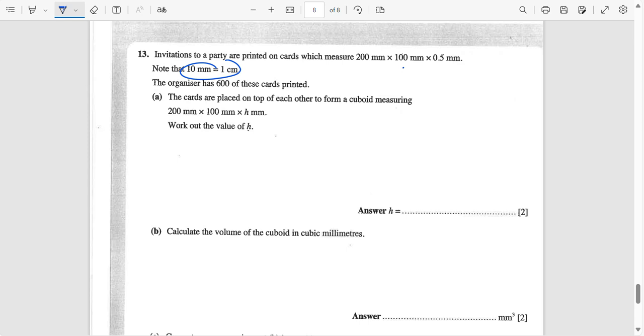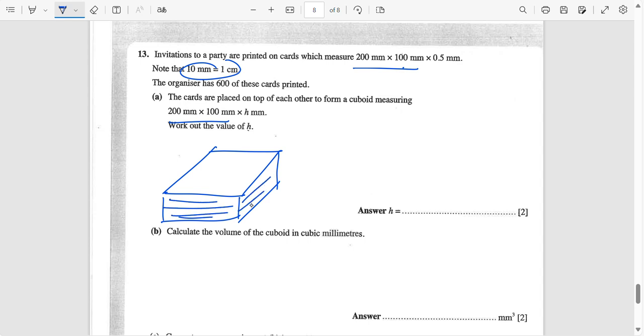Okay, so 200 by 100 mm is actually the surface area of the cards. So the cards are stacked up with many layers. So basically, it asks you what is this H, and each card the thickness is 0.5 mm. So you have 600 of these, you times 600, which will give you 300 mm. So the height is 300.